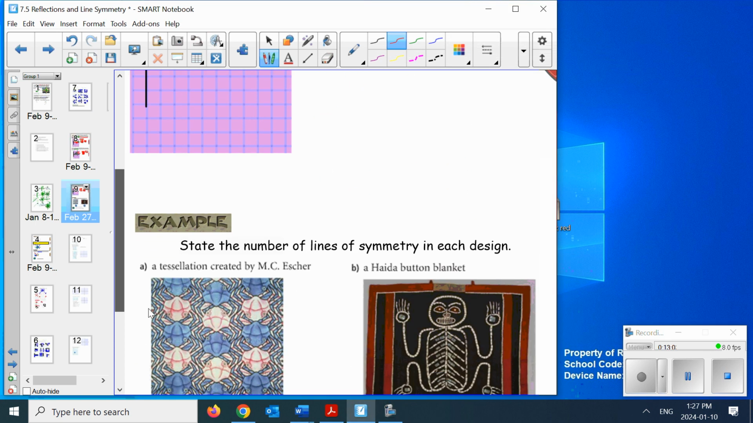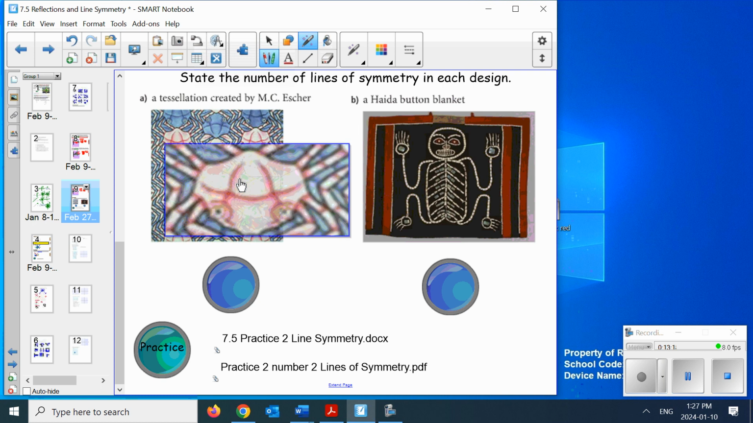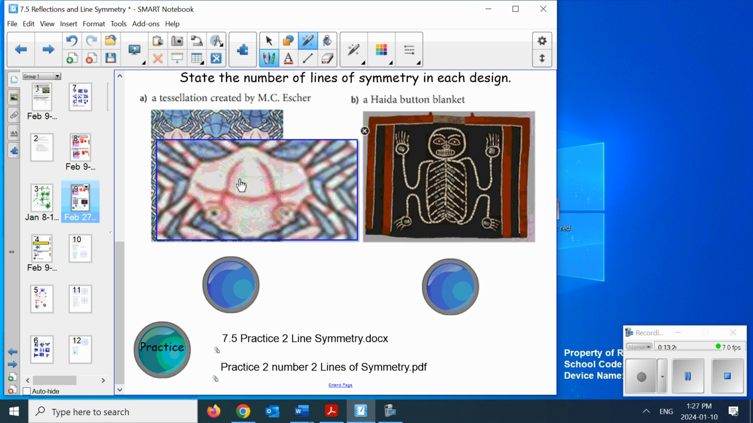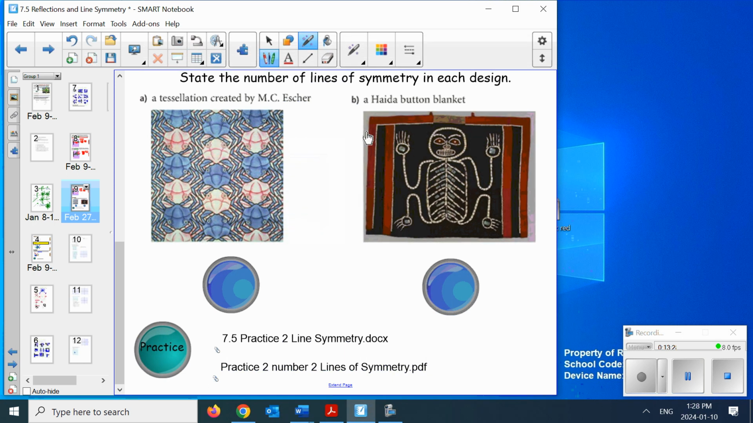So, state the number of lines of symmetry in each design. Now, I'll tell you this. We just took one shape. Within that one shape, there's a line of symmetry, right? Each one of those shapes, consider them individually. But we're going to look at the whole thing. That whole picture. Are there any lines of symmetry or not?